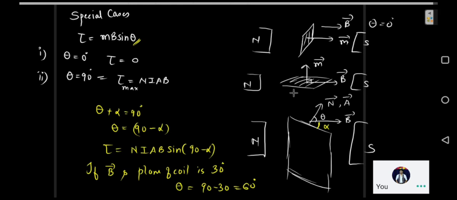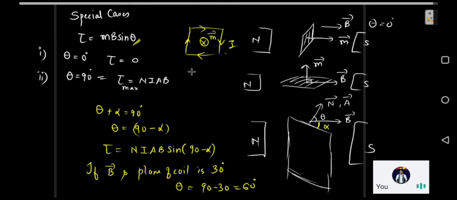Okay, so if you curl your fingers, supposing this is my loop, the current is going like this, that is, clockwise. If you curl your fingers in the direction of current, then the thumb is going to go in the direction of magnetic dipole moment, and that can be taken as the area vector also. In this case it will be going inside the board, I'll mark it like this. So the magnetic dipole moment will be going inside the screen.